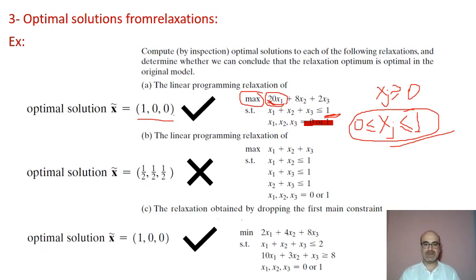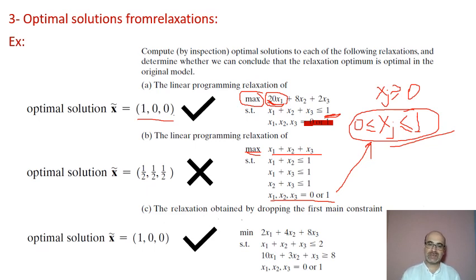Let's consider part B now. So this is a little bit difficult to find by inspection, but you need to be careful when you again consider the LP relaxation of these binary variables. We need to convert it to this form, 0 less than or equal to xj less than or equal to 1. So now all these x values can be in between 0 and 1. And this is a maximization problem. We want to maximize x1 plus x2 plus x3.